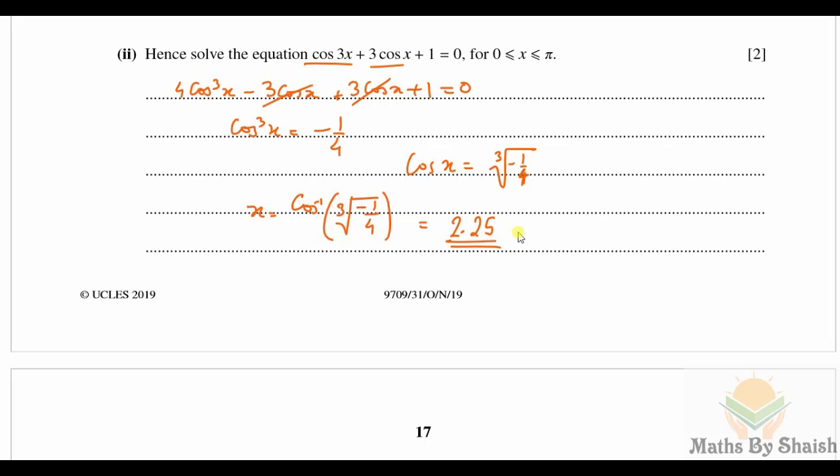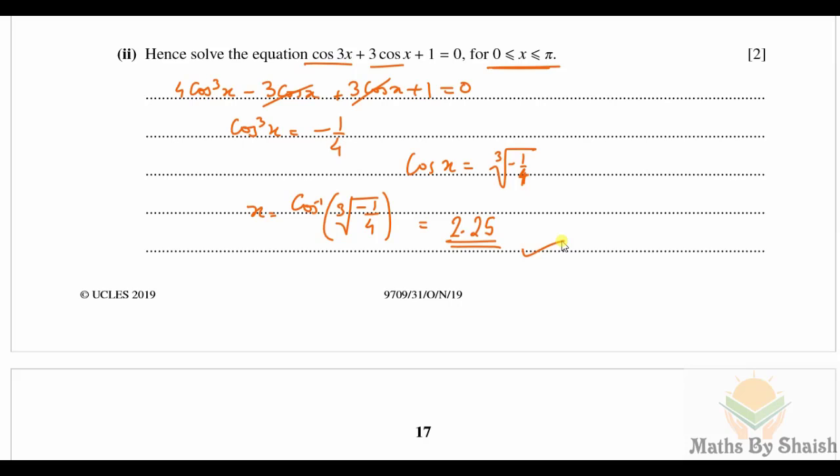radian. For the other values, we know that for cosine it is going to be 360, that is 2 pi minus 2.25, that would not fall in this range. So this is the only solution for this equation. So that's the solution for it. Let's do the next question.